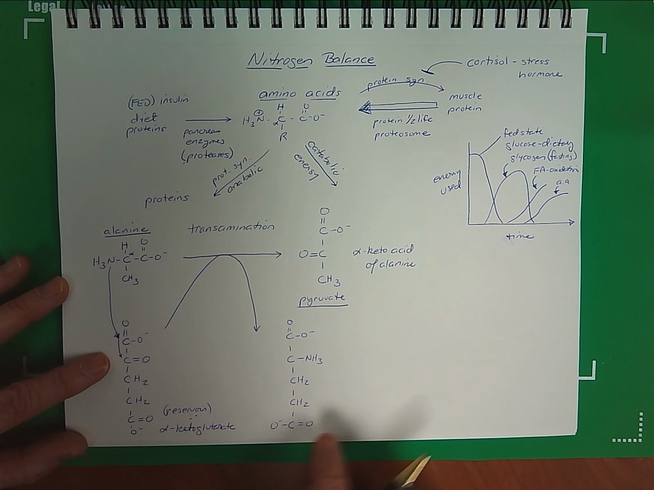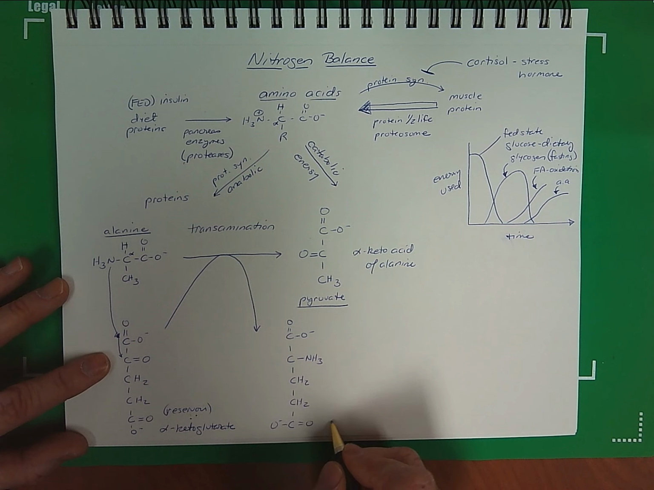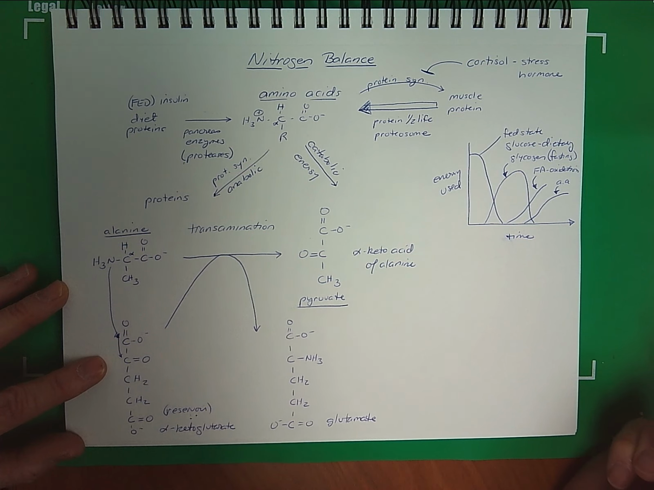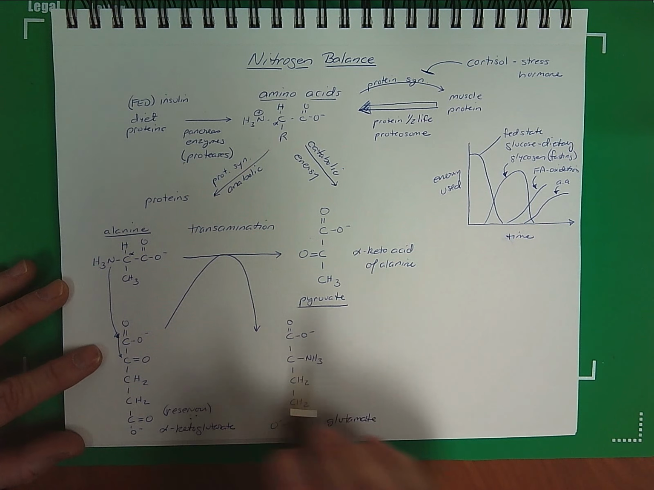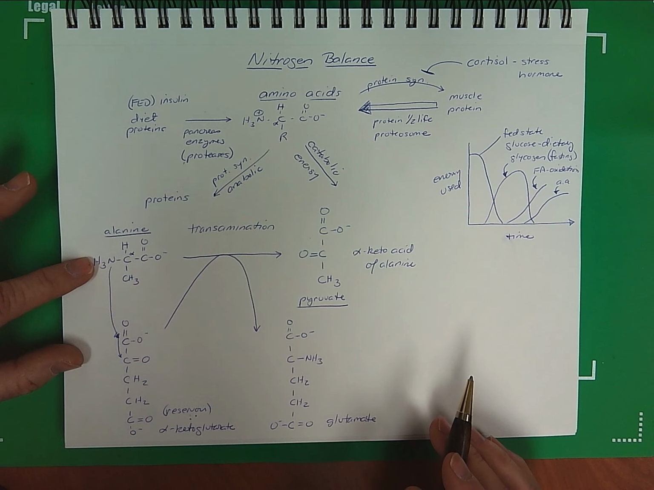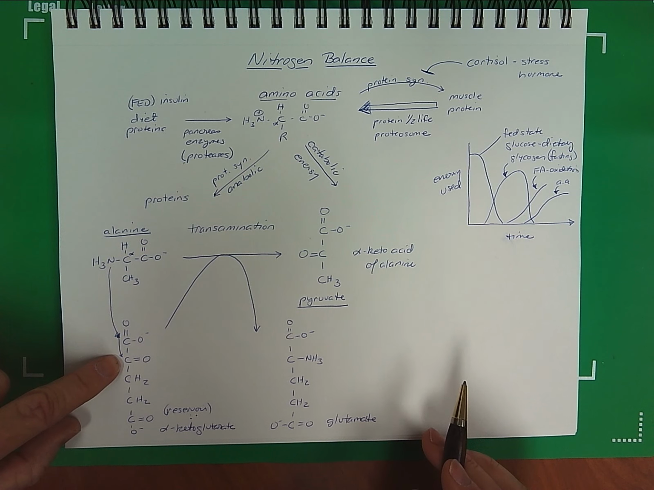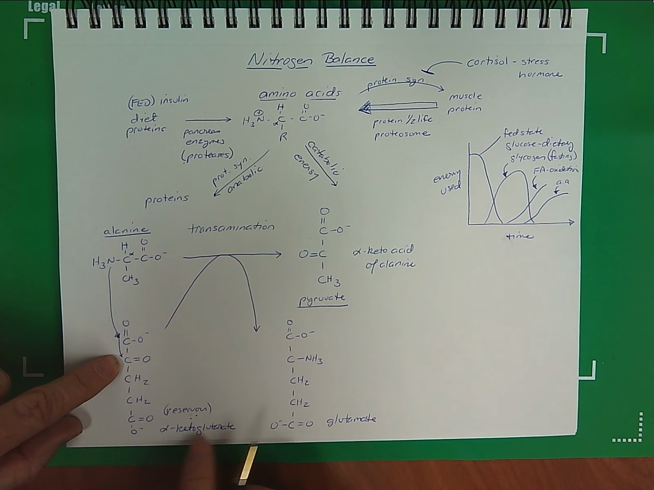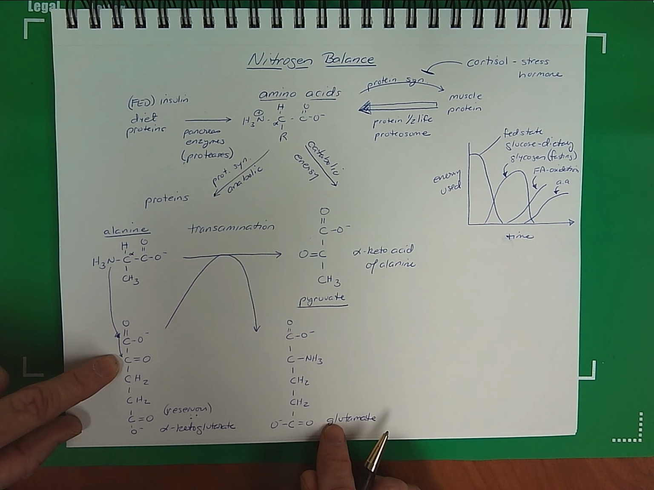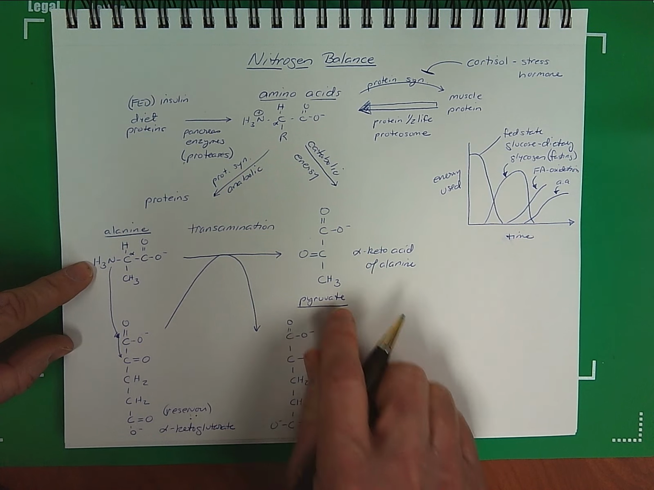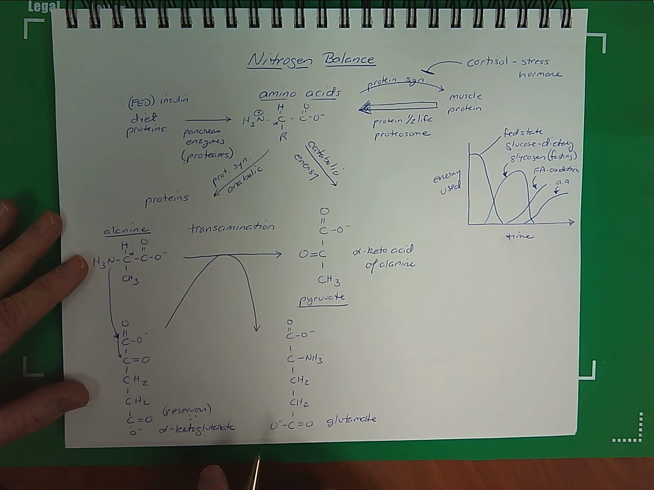I think you'll recall this structure. This is glutamate. So by this simple transamination, by moving the nitrogen onto the alpha keto group of alpha ketoglutarate, we make this into glutamate, and in so doing generate pyruvate from alanine.